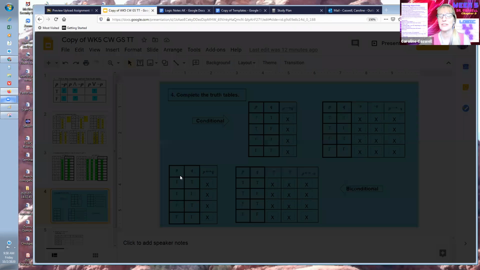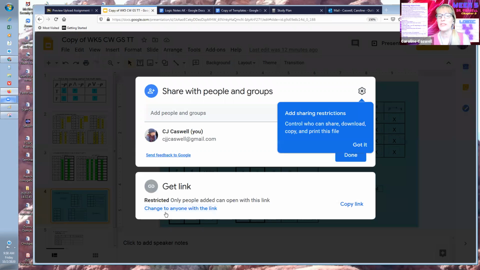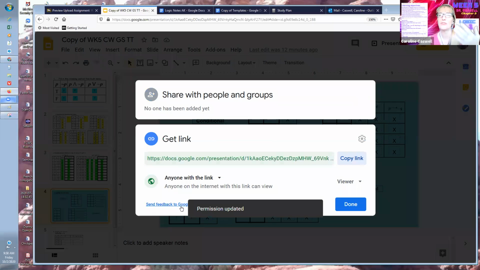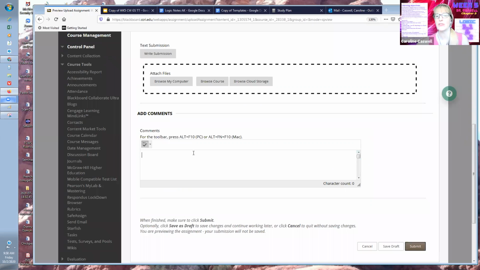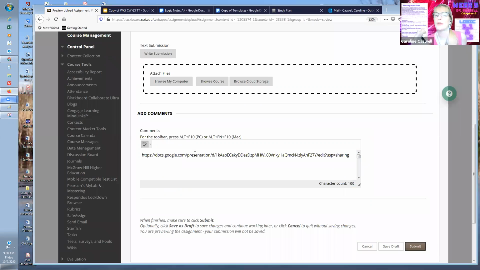Notice I have it restricted only to me. So what I want you to do is select OK, undo the restriction, copy the link, go back to Blackboard and paste it into either one of those areas and submit. Now the good news is you're going to continue to work on this today, but it's submitted so you don't have to worry about it later.